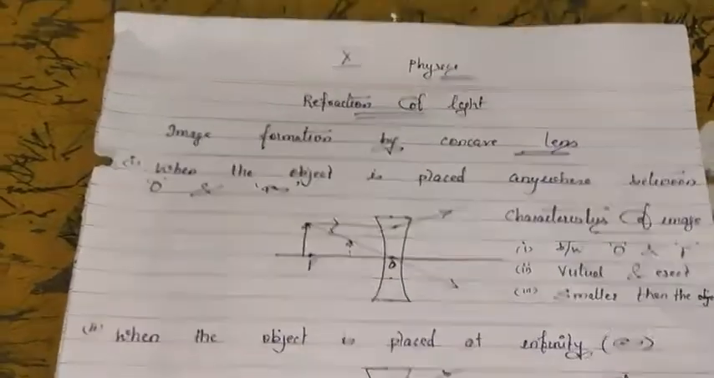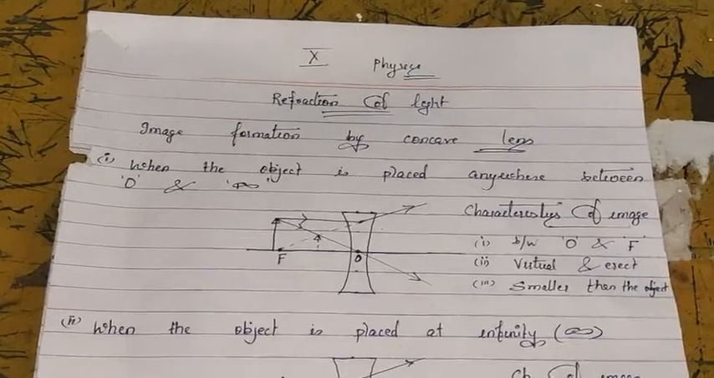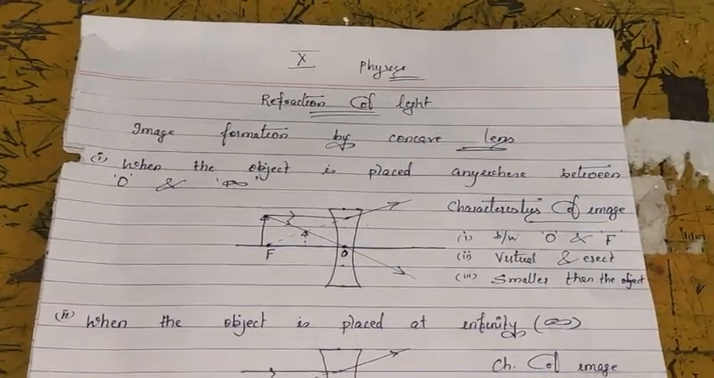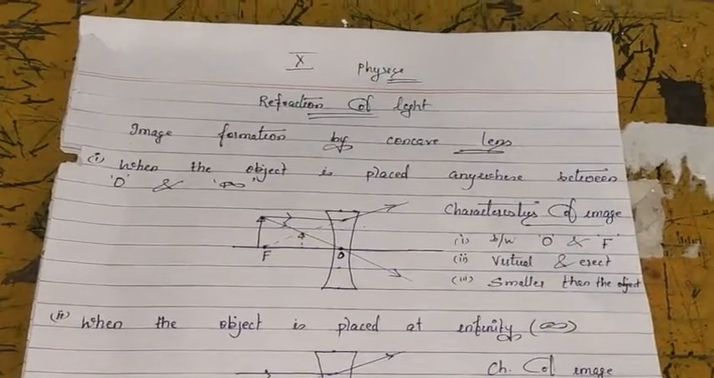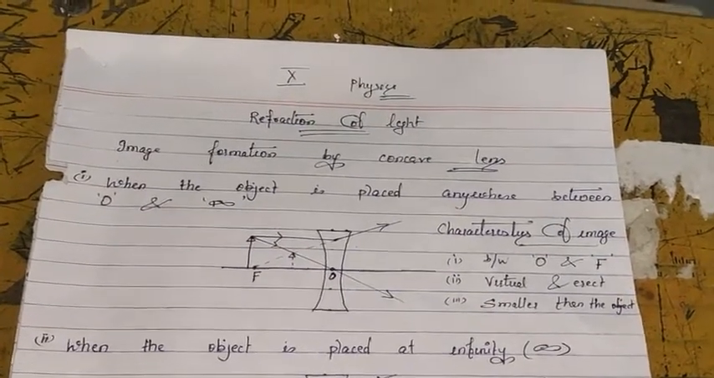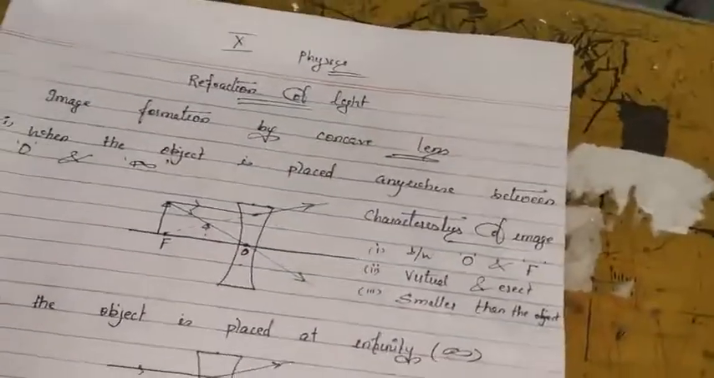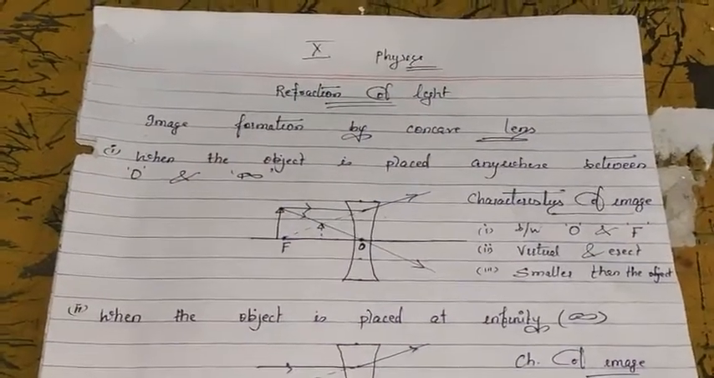My dear students of class 10, welcome back in the chapter Light, that is reflection and refraction in physics. In this video, dear students, we will see how we can form the image by concave lens on paper. So the topic is image formation by concave lens.